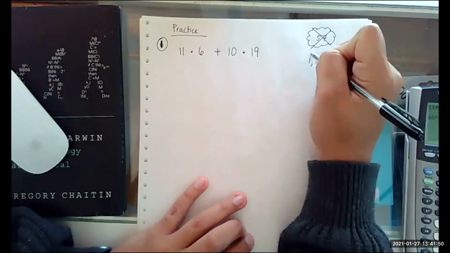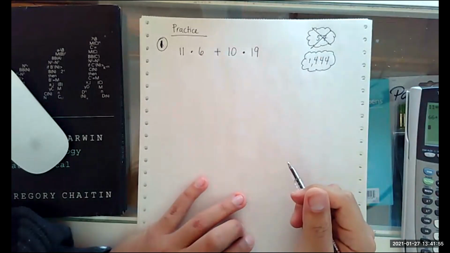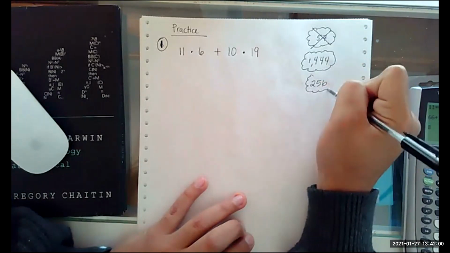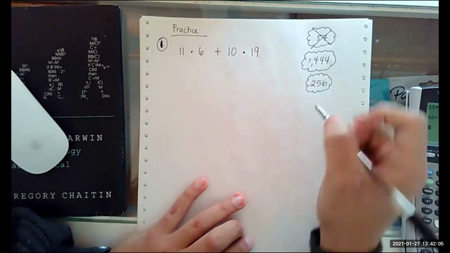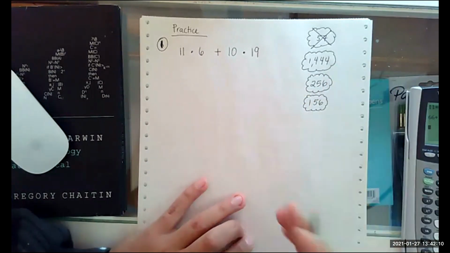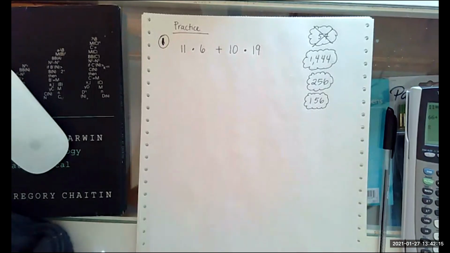1,444. Did anybody get something different from that? I got 256. 256. Anything else? Same, I got that too. Okay. I got 156. 156. Okay. Well, how can it be that we're getting different answers? If math made sense, which I promise you it does, we should all be getting some sort of consistent answer, right? We should all be getting the same thing.